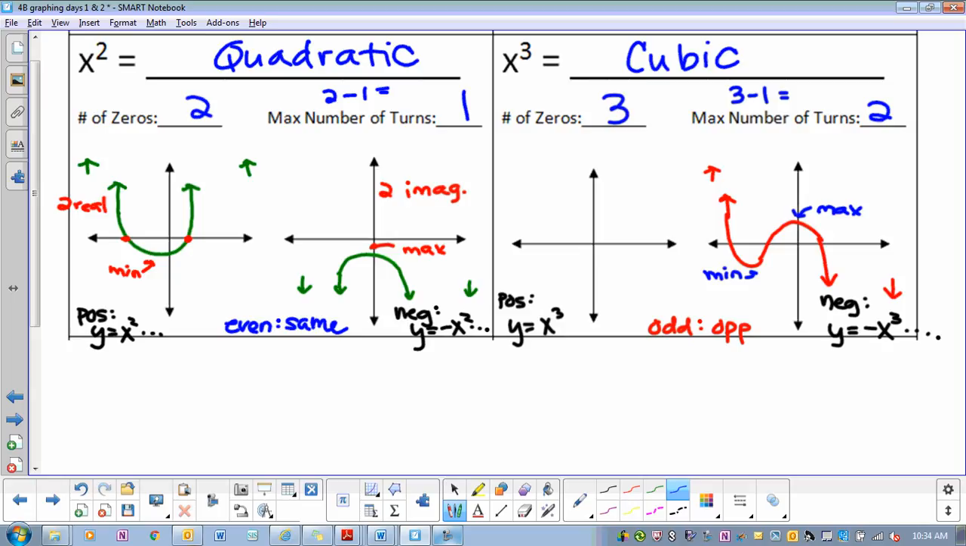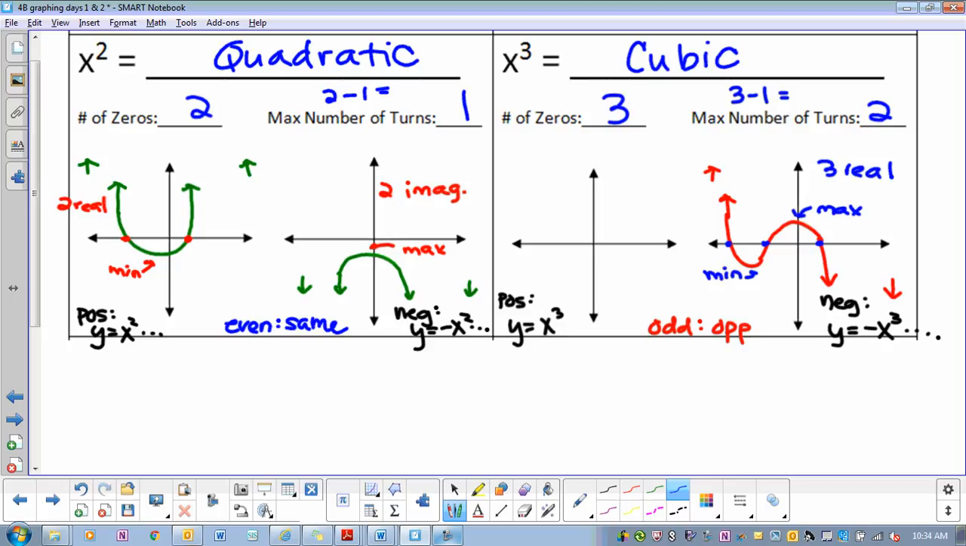How many zeros do I have and what type are they? 3 what? Are they all real? Are they all imaginary? They're all real. 1, 2, 3. Good. 3 real. Okay? So that's what a cubic function could look like, right?